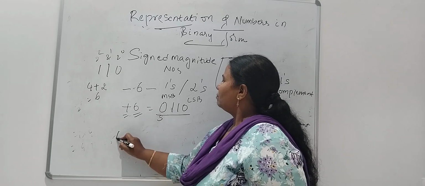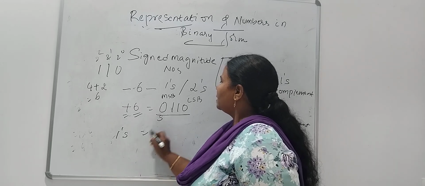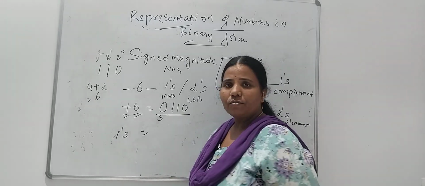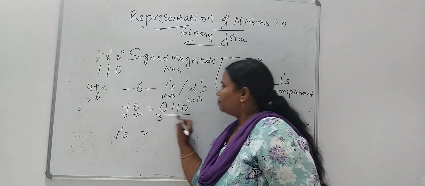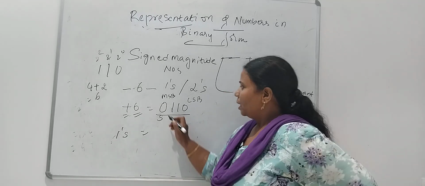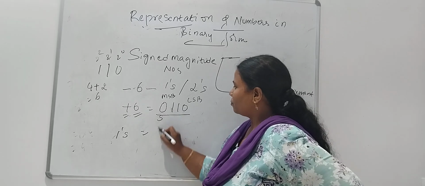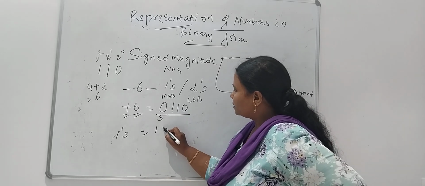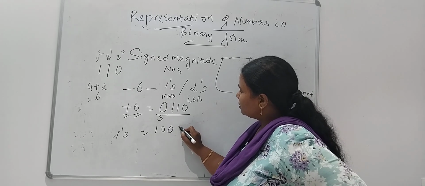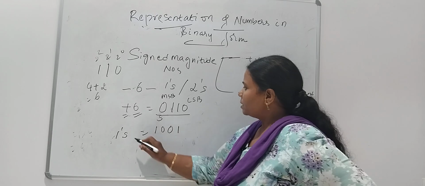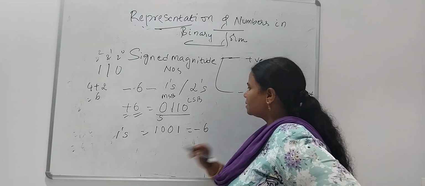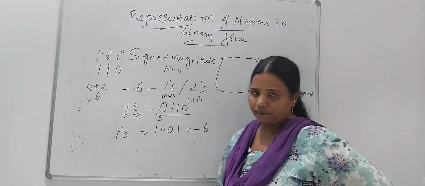So here you need to represent this minus 6 in 1's complement and 2's complement. In 1's complement, whatever the bits are there, you take them in opposite. Here the MSB bit, what do you have? 0. You take it as a 1. Here 1 is there, you take 0. Here 1 is there, you take it as 0. Here 0 is there, this is 1. So this 1 0 0 1 is nothing but minus 6 in 1's complement.